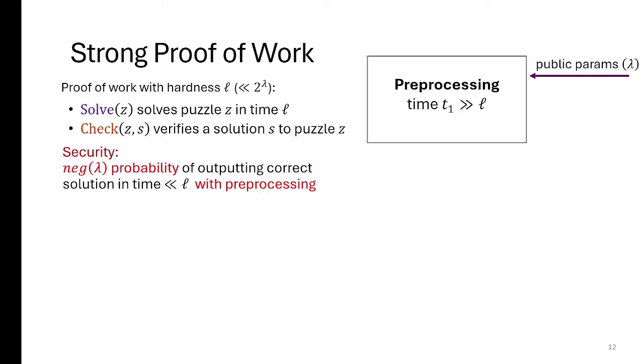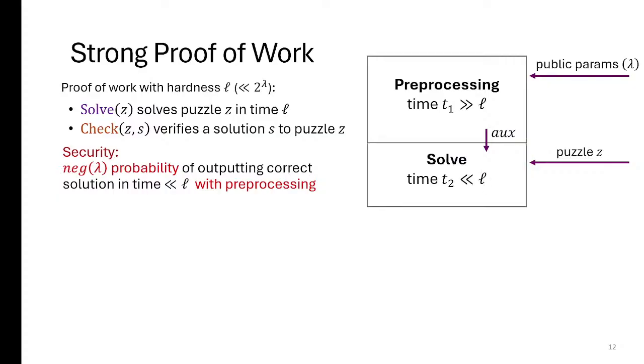What we want is negligible probability, in lambda, of outputting a correct solution in time much smaller than L, even if you have preprocessing. So the public parameters are chosen, then you have a preprocessing algorithm that runs in time much larger than L. It outputs some auxiliary information, and then the puzzle is chosen. After this, an algorithm tries to solve the puzzle, given the auxiliary information and the puzzle, in time much less than L, and outputs a claimed solution. This should fail with high probability. Okay, so this is our proof of work.